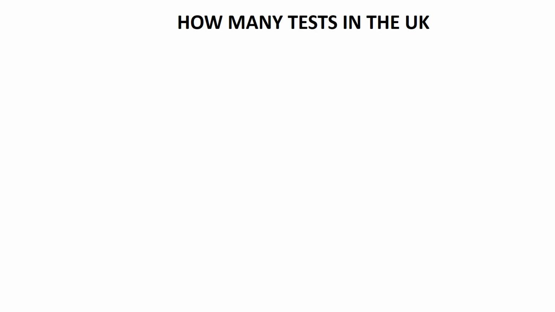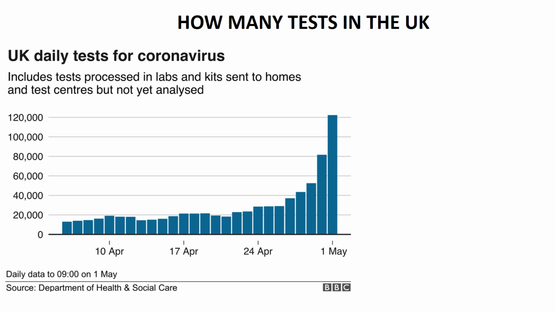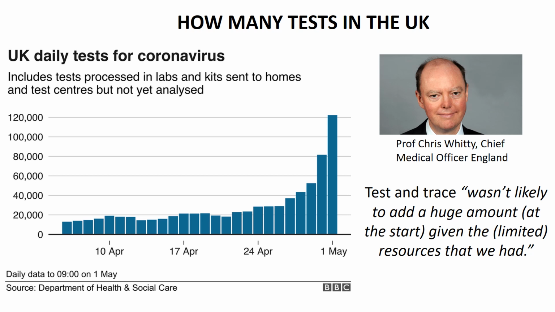So how many tests have we been doing in the UK? These are the figures up to the 1st of May, when the government set a new target of 100,000. And what the chief medical officer said when asked about having test and trace at the very beginning was that it wasn't likely to add a huge amount given the resources that we had. I put in brackets my own words, because what he failed to say, I suppose, is that, yes, of course, test and trace would have been very useful at the beginning, but what he was saying is that we weren't able to do it because we hadn't got the resources. And that, of course, is a political issue.